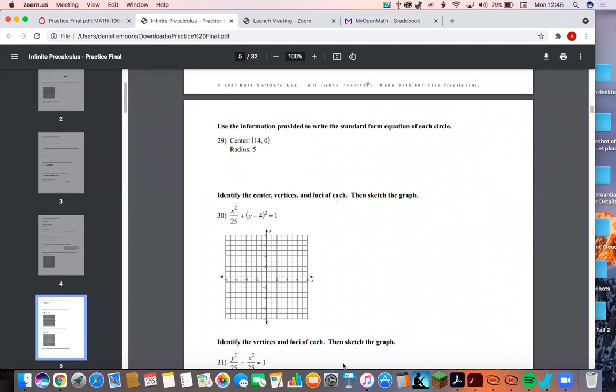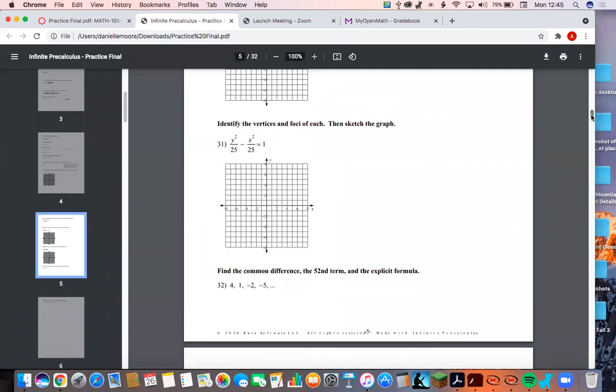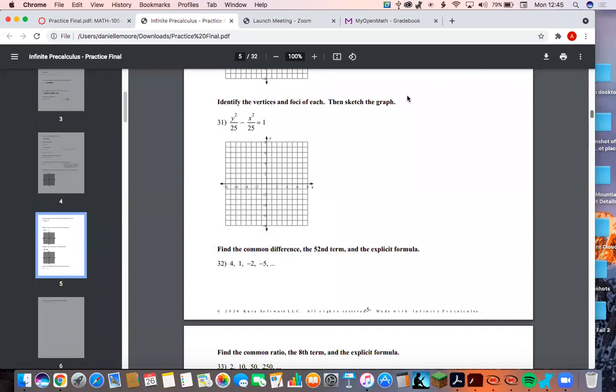Okay, let's see here. Scrolling along. Did we just do that one? Yeah, that's the one we just did. Okay. This one, we have a hyperbola going on, because it's got the negative thing going on.